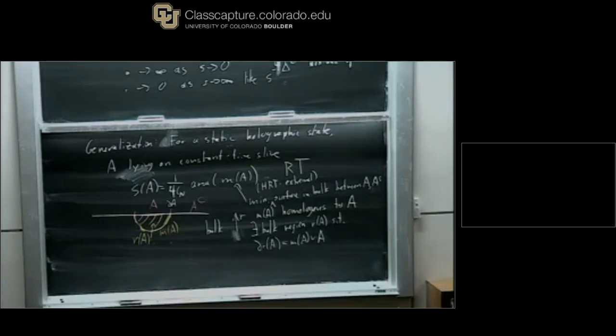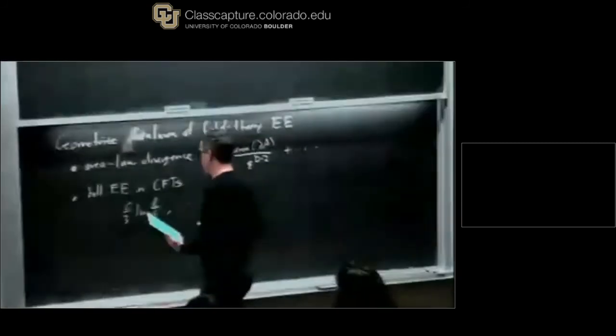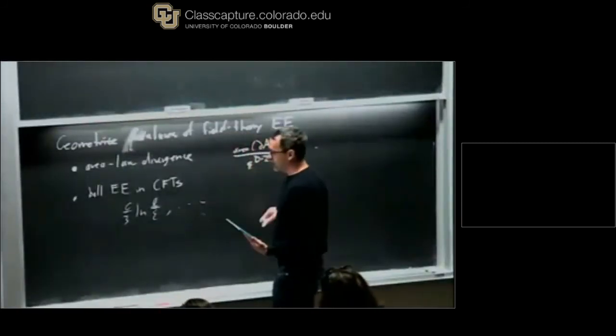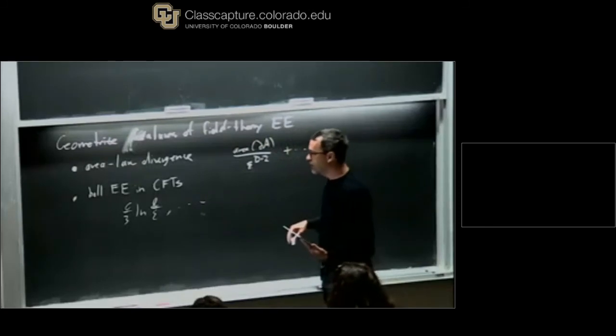Then you can also get, in all of these, ball entanglement entropy in CFTs, for which I gave formulas before, like c over 3 log L over epsilon, etc., with the F and the A in 2D and 3D.